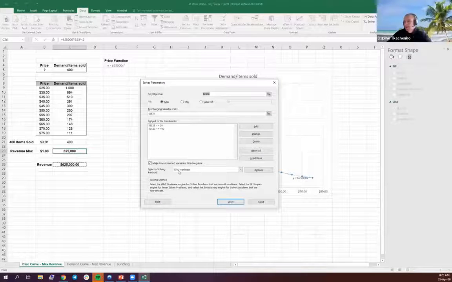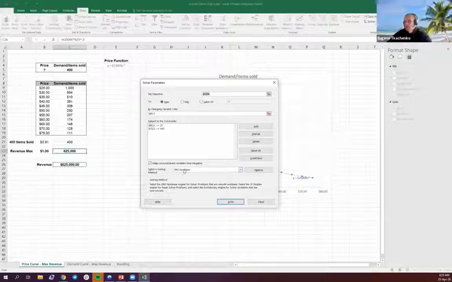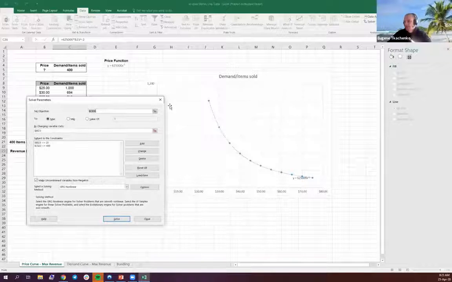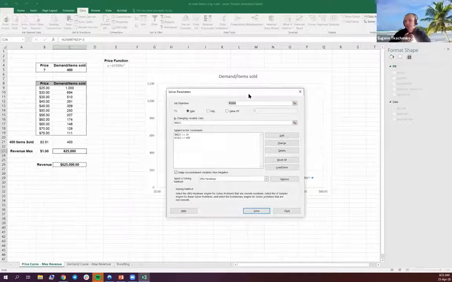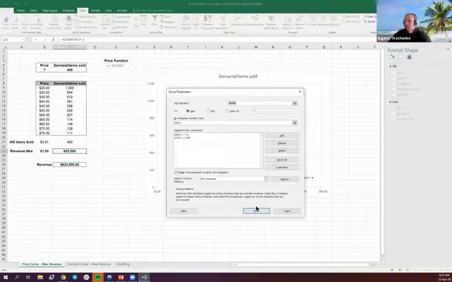And then the method we are using is basically GRG Nonlinear. We are clearly seeing, based on this trend line, that the relationship of the elasticity is not linear, so it's a power elasticity. Therefore, we are choosing a nonlinear method, in this case GRG Nonlinear. And then we are running Solve.